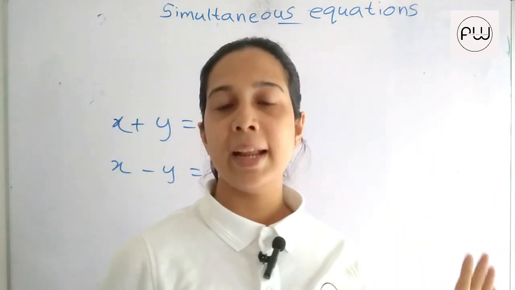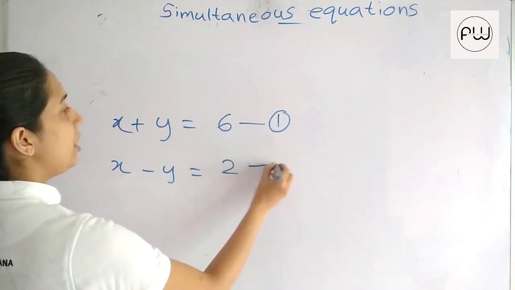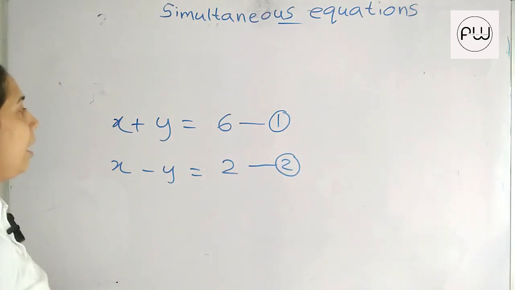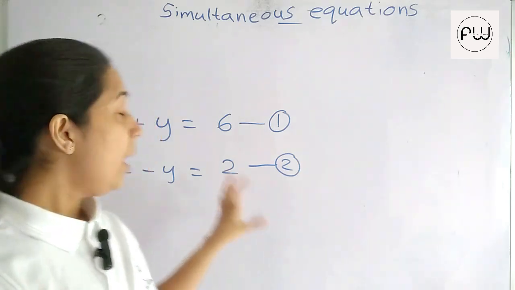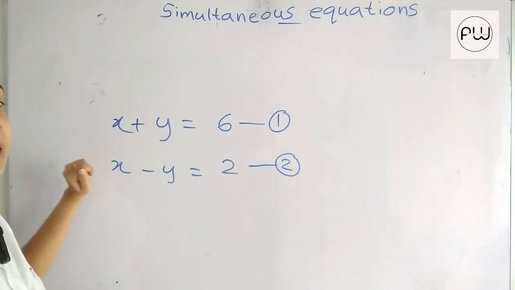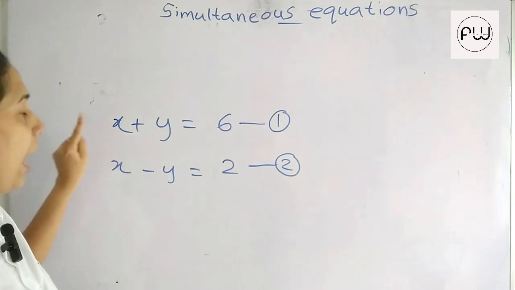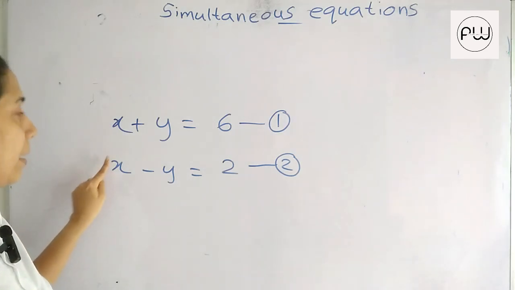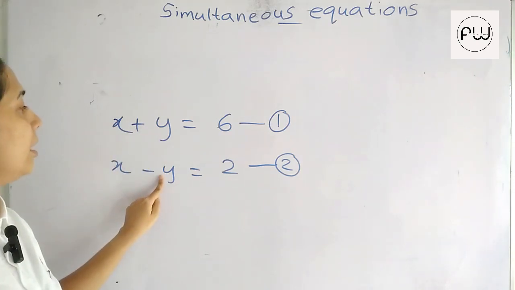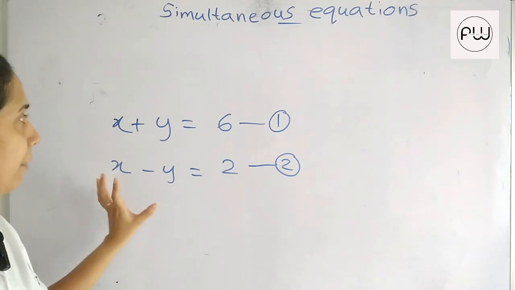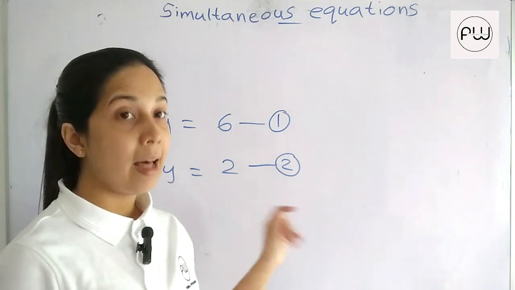Simultaneous means occurring at the same time. Now see here, we have two equations, the first equation and the second equation. Now we have two unknowns and we have to find the values of these two unknowns. Right, now let's check the coefficients of these unknowns. The coefficient of x in the first equation is 1 and in the second equation is also 1. The coefficient of y in the first equation is 1 and in the second equation also 1. Then we can get rid of either x or y because the coefficients are equal.